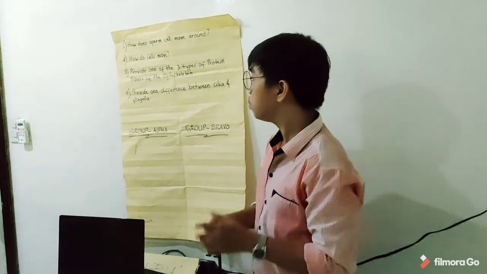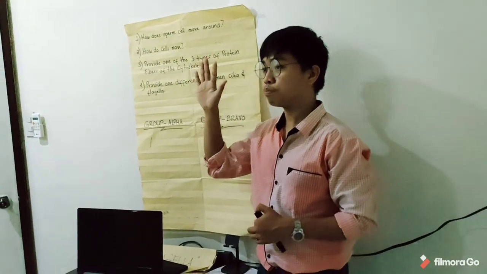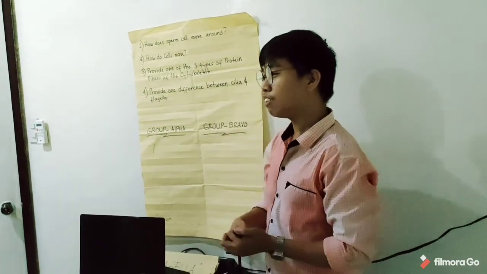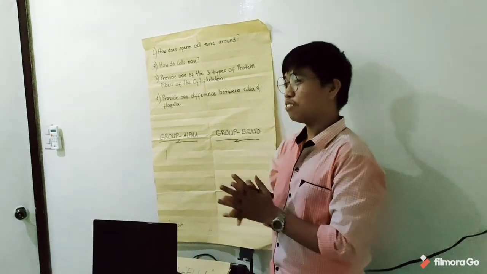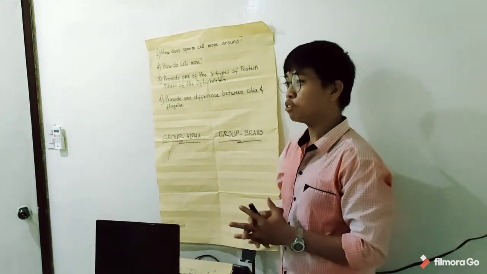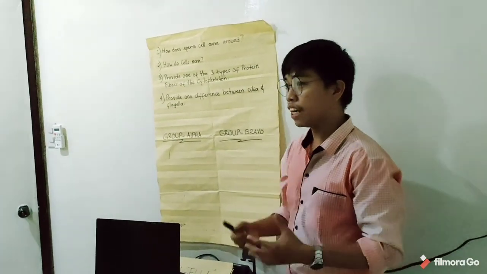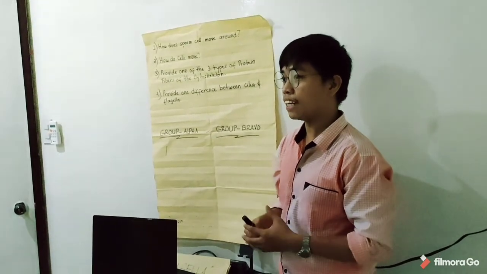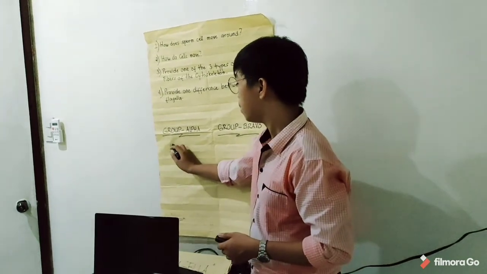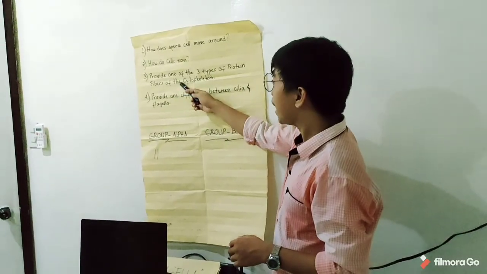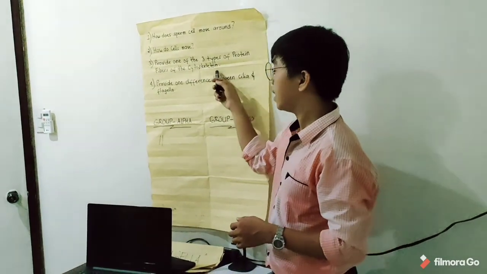Number 2, how do cells move? Okay, anyone from the group? Okay, Alpha again. Yes. Okay, very good. Very good answer. So, the cells move by the help of the cytoskeleton that maintains the shape of the cell and organizes the organelles within the cell. Okay, another 1 point.